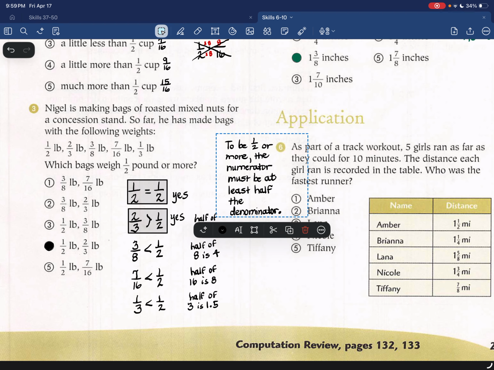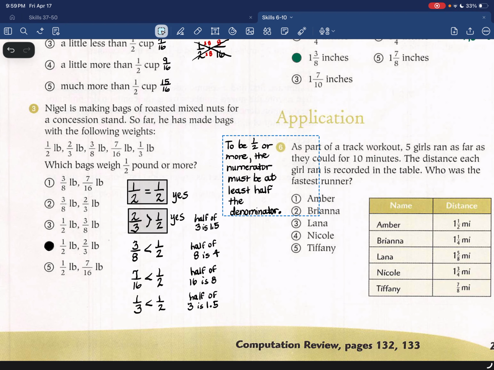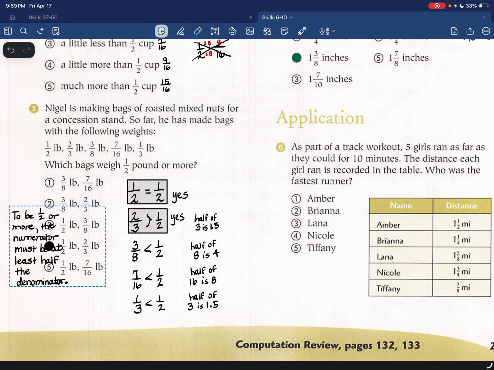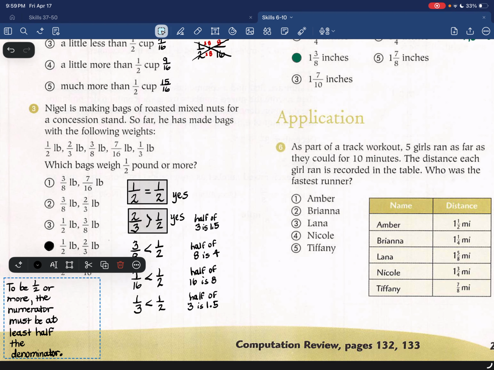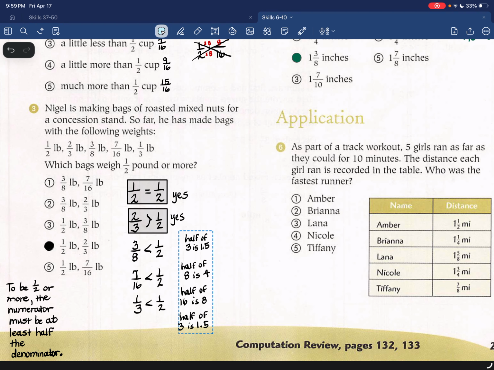Oops. Don't want to move all that. Sorry. Let's move this over here out of the way so that I have as much space as possible to work here.